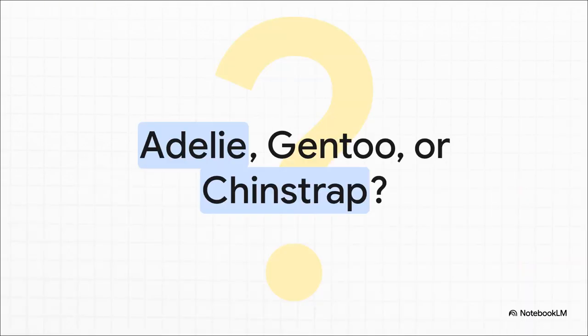So it all kicks off with a pretty simple problem, right? You see a penguin, and you've got to figure out what species it is. Is it an Adelie, a Gentoo, or maybe a chinstrap? Now, the key thing here is that this isn't a simple yes or no question. There are multiple possible answers, and that is exactly the kind of challenge we're talking about today.